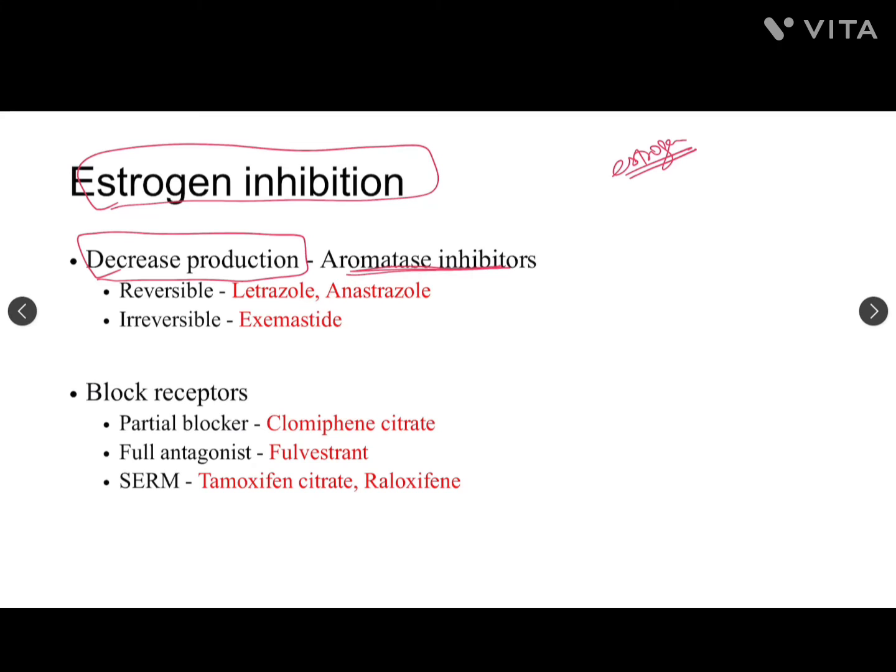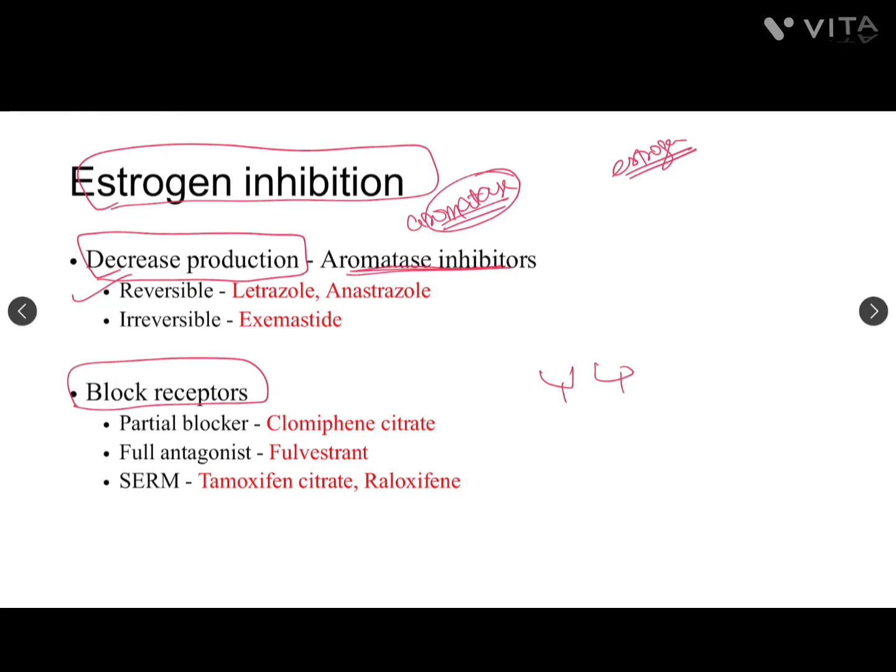For that, we use aromatase inhibitors. Aromatase is the enzyme that is catalyzing the last step of estrogen production. By blocking this enzyme, we decrease estrogen production. The second way that we use is to block the estrogen receptors. Thereby, estrogen cannot exert its action to the full potential.